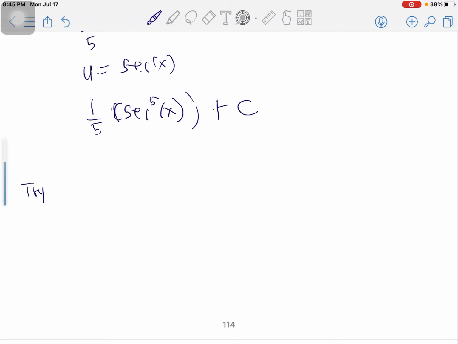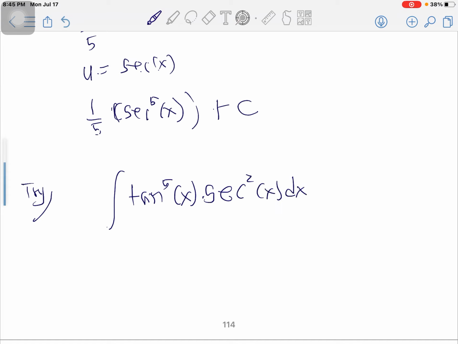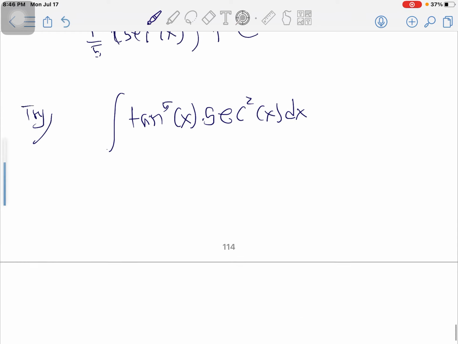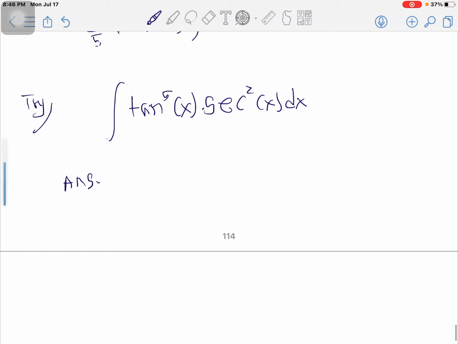Let me give you a trial question to try using the same approach, and then check your answer as well. The question is: evaluate the integral of tan to the power 5 of x and then sec to the power 2 of x dx. After you are done solving this, this is the answer that you are supposed to get.